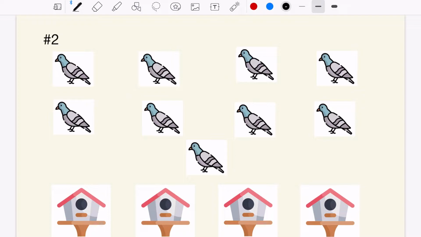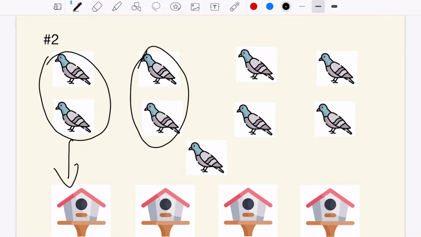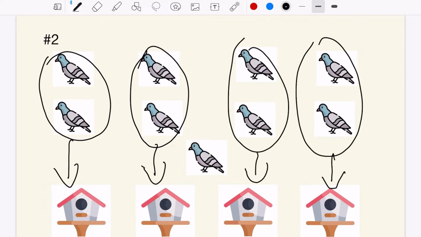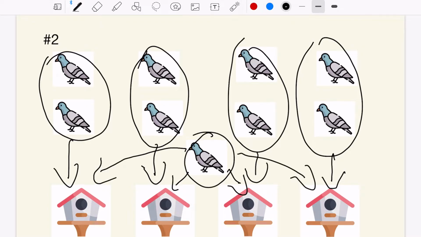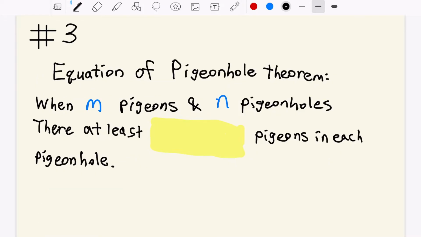In this scenario, there are 9 pigeons and 4 pigeonholes. In this case, 2 pigeons can go to this pigeonhole, 2 pigeons can go to this pigeonhole, and so on. When 2 pigeons are placed in each of the pigeonholes, 1 pigeon is left. This pigeon can go to any pigeonhole that it wants, but that makes it so that at least 1 pigeonhole has to have 3 pigeons.